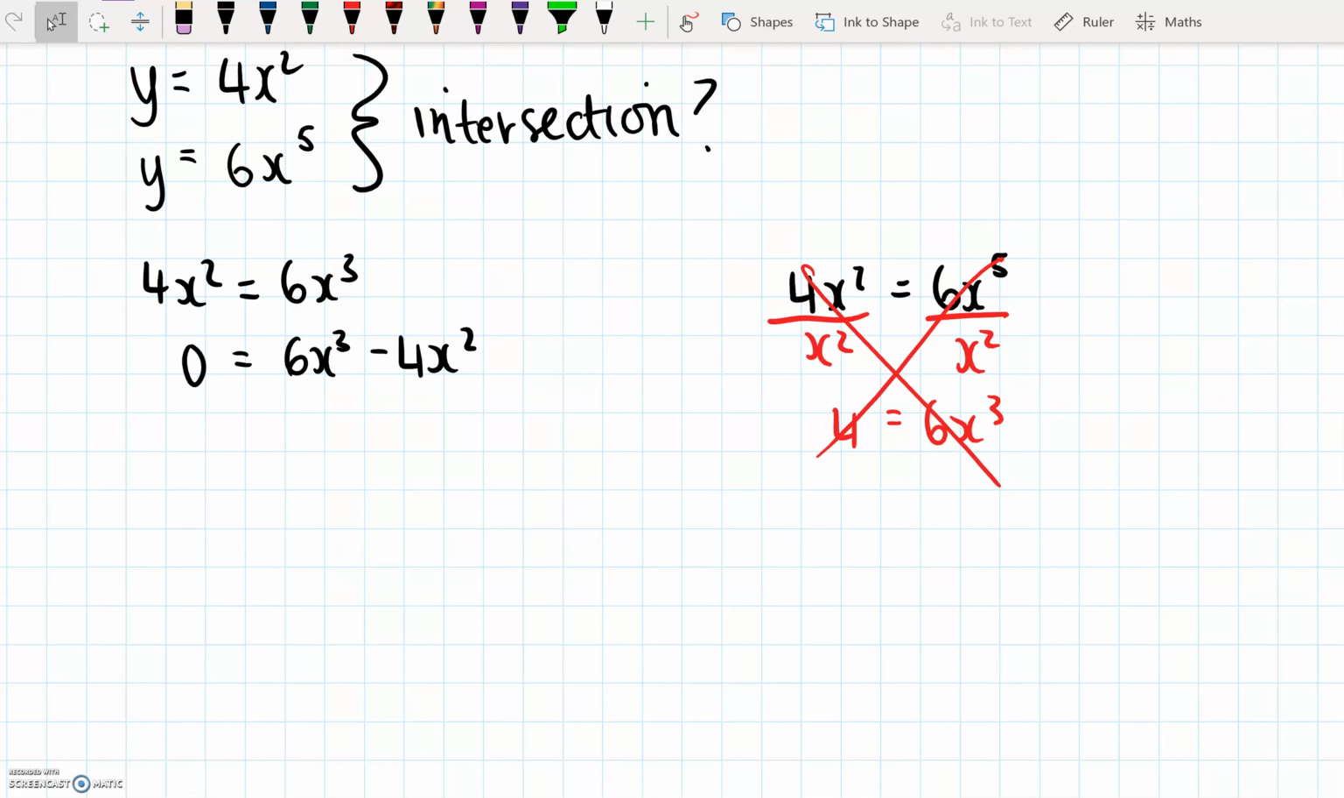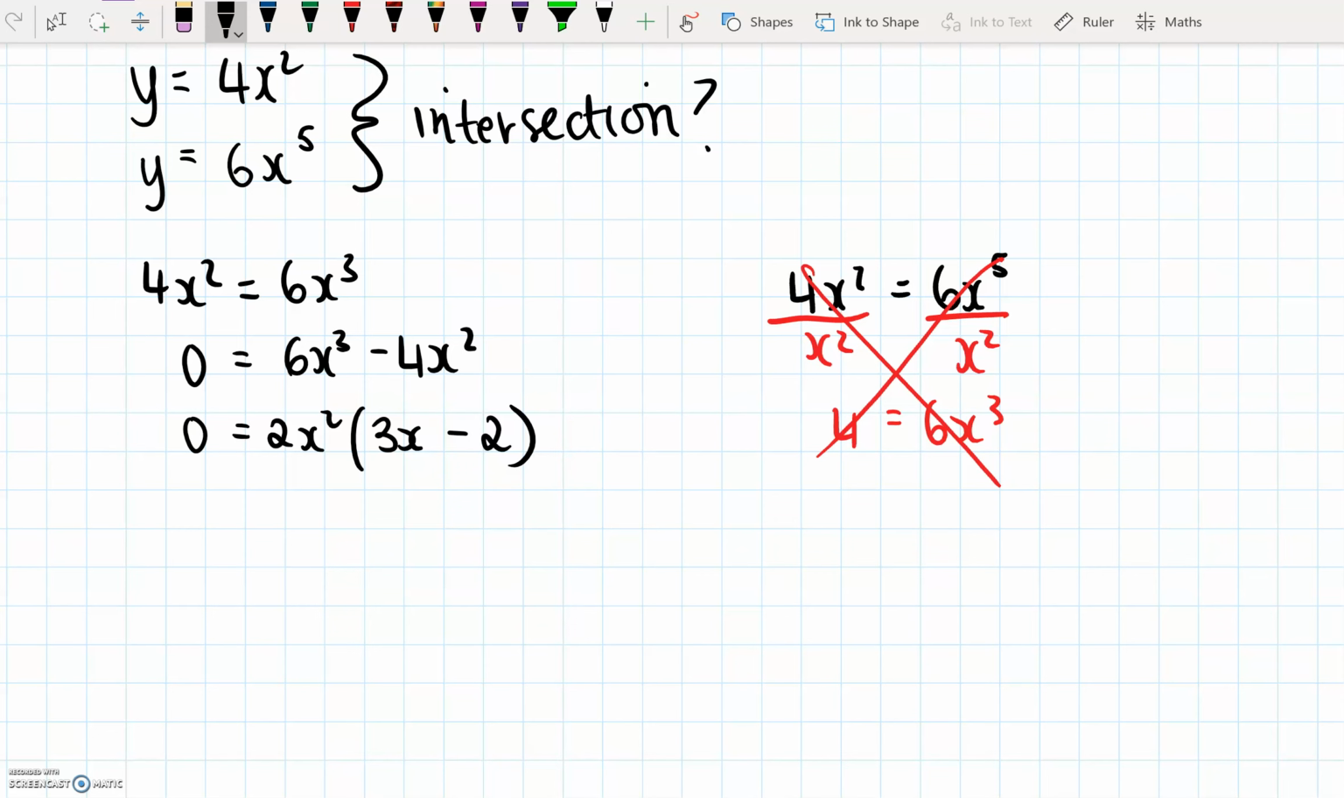Okay, so at this point, this is actually where it gets really easy, because you just need to factorize. So take a factor. The factor of 6x to the power of 5 and 4x squared is 2x squared, brackets. So 6x to the power of 5 divided by 2x squared just gives us 3x cubed minus 2. Okay, and now we have a factorized expression.